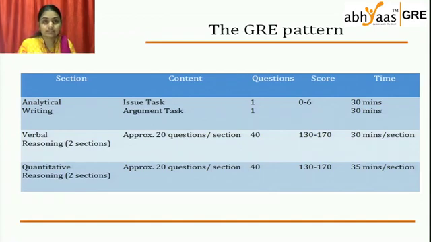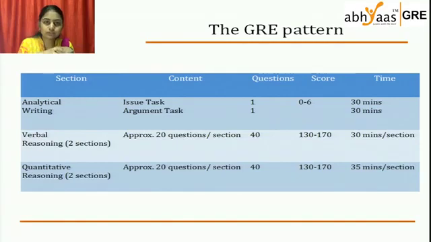The first task that you will begin with is the analytical writing assessment. We call it AWA in short. In this section, you will have two tasks that you need to respond to. These are two writing tasks. The two tasks have no choice. One task is called the issue task and the other one is called the argument task. Each has only one question, so there is no choice.